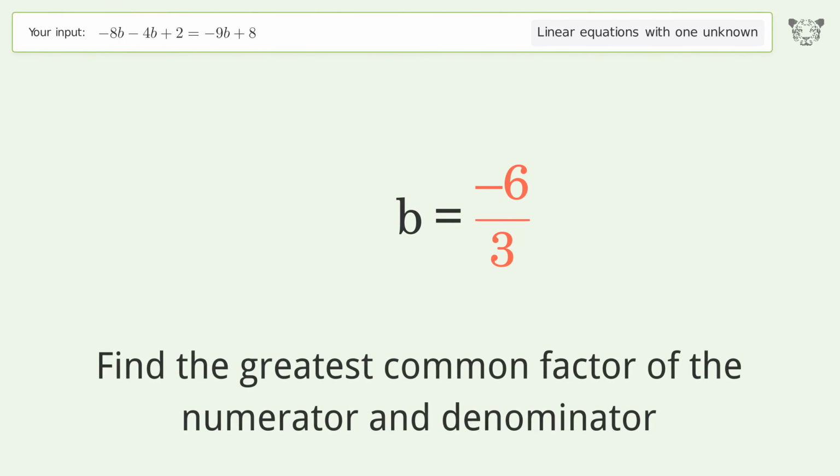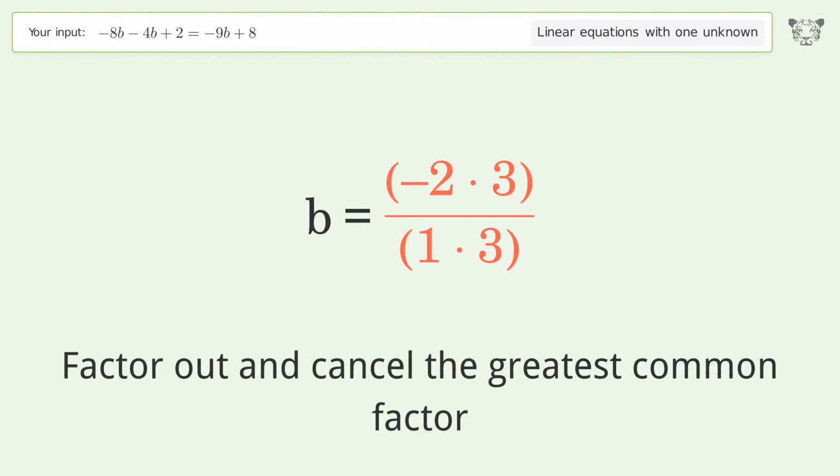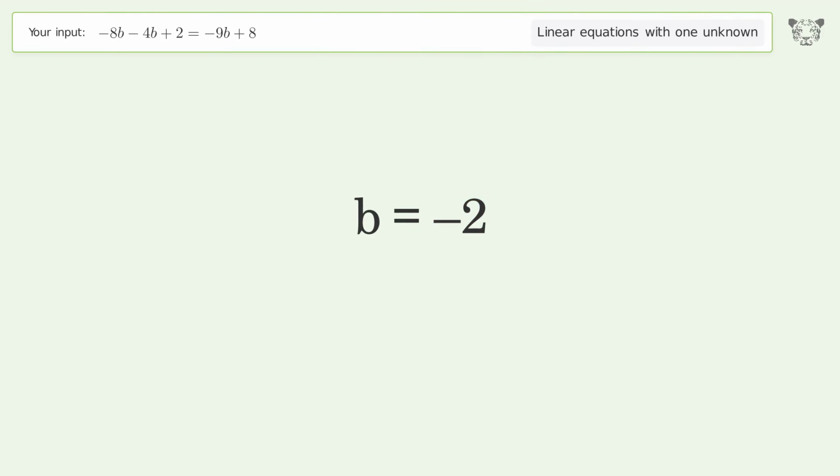Find the greatest common factor of the numerator and denominator. Factor out and cancel the greatest common factor. And so the final result is b equals -2.